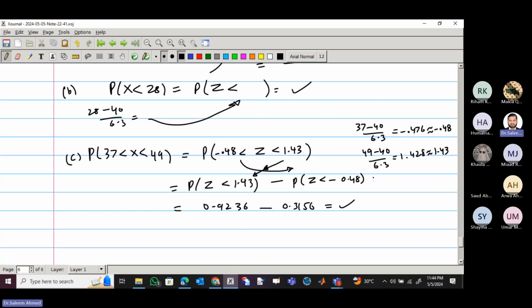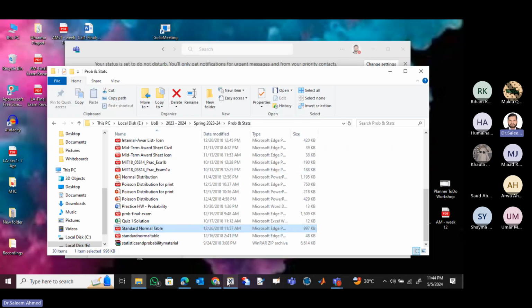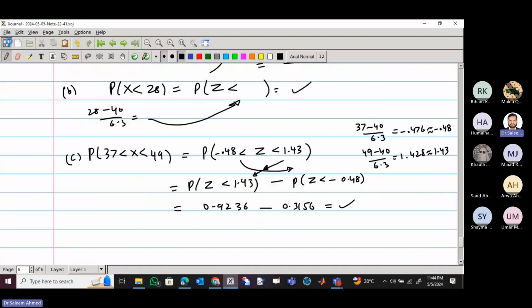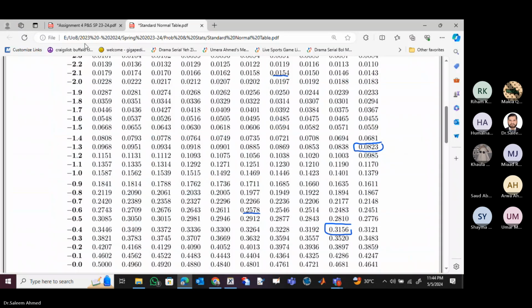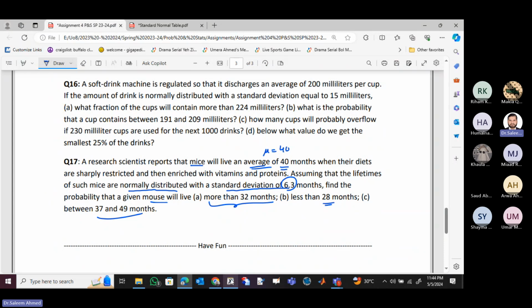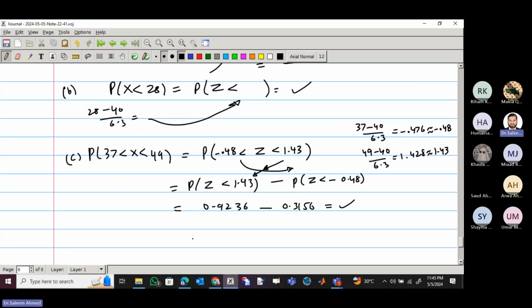So that's that. If a normal distribution question is given like this, you have to define step 1: define X. Whatever they are asking you, that is your X. Let X be the time a mouse will live, basically the lifetime. The lifetimes of the mice are normally distributed, so you can call this X. Let X be the lifetime of the mouse, and that has a normal distribution with mu 40 and sigma 6.3. Now you can answer any question that they are giving using the table.